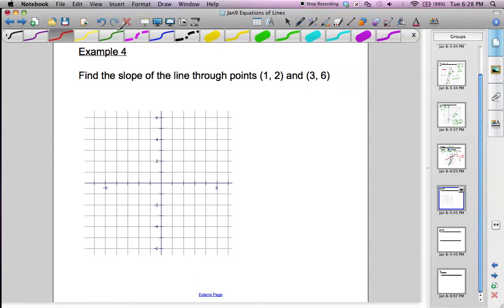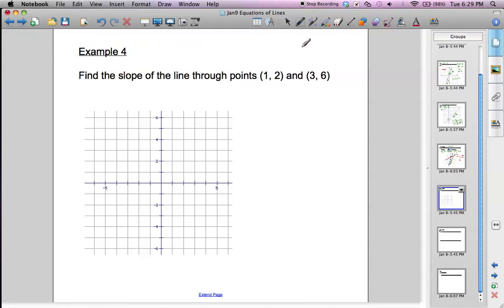Alright, so here are 2 points of a line. Now remember, if you have 1 point, you can draw any line you want through 1 point, but if you have 2 points, there's only one line that goes through 2 points. And that line has a particular slope, and we're going to find the slope of this line today.